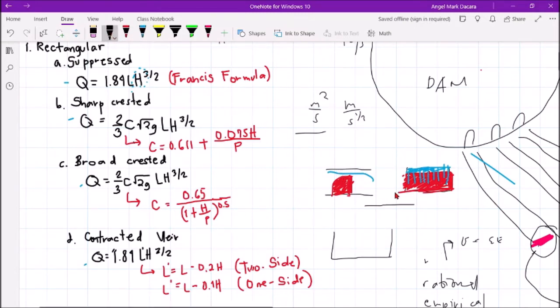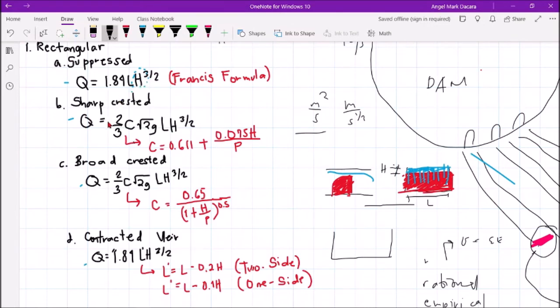Ang H mo ay ito, tulad ng sinabi ko kanina, from top of water hanggang dun sa may pinaka-crest ng weir. Okay, this is head of water. And this is length of weir. I-discuss ko na kanina. So, yun. Wala ka ng problema dito. That's just a direct substitution.